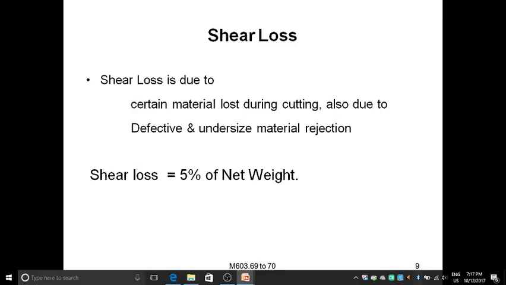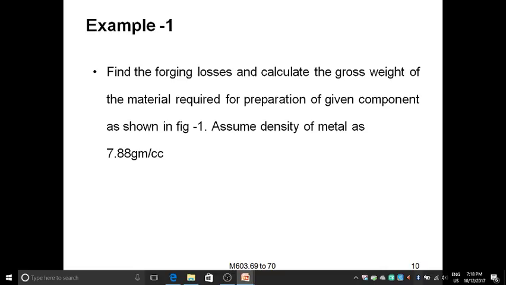After completing all the operations, if you are manufacturing more than one object, you need to separate that object from the total bar. During the separation some material will be wasted, and that loss is nothing but shear loss. The shear loss is normally considered as 5% of net weight.